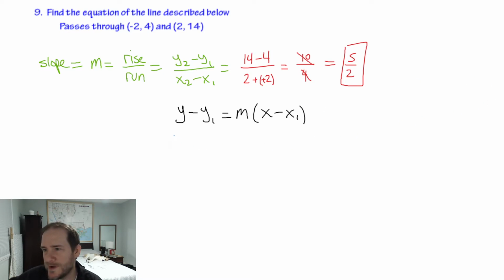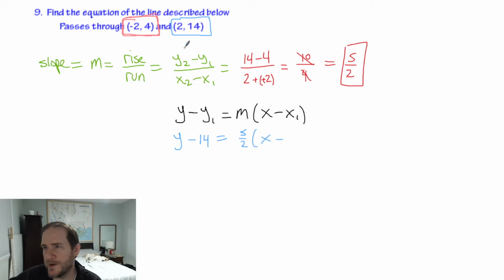And that means we've got y minus. Now who's y1 and x1? You could literally pick either point. I'm going to use this one because both coordinates are positive. But if you were to use this one, you'll get the same answer. You can use either point. It doesn't matter which. But like I said, I'm going to use the 2 and the 14 because they're both positive. So that means I'm going to subtract 14. My slope is 5 over 2.